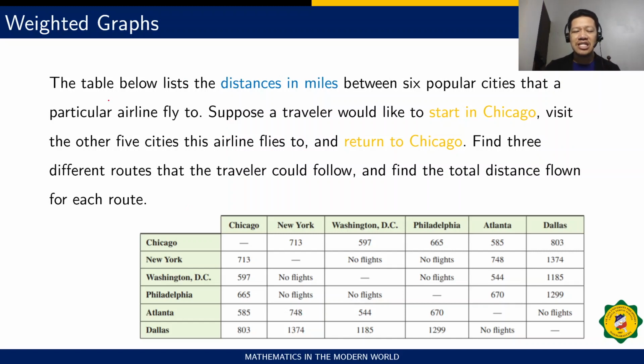Then we have an example of an application of a weighted graph. The table below lists the distances in miles between 6 popular cities that a particular airline flies to. Suppose a traveler would like to start in Chicago, visit the other 5 cities this airline flies to, and return to Chicago. Find 3 different routes that the traveler could follow, and find the distance flown for each route. For every destination, you need to make a vertex for these cities. The weight means there is a flight from that city to another city. If there's no flight, there's no connection between the two cities.